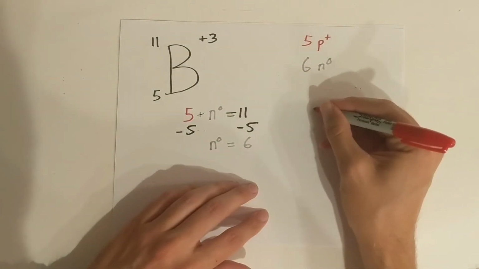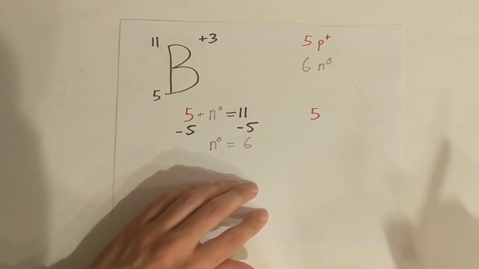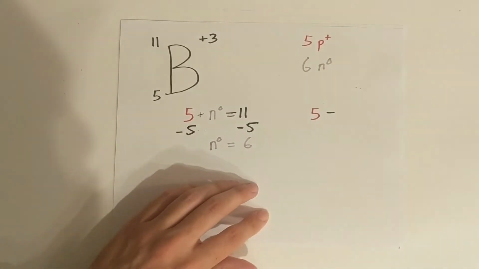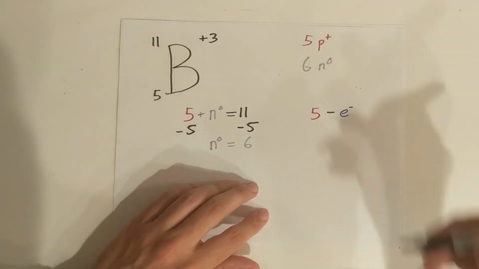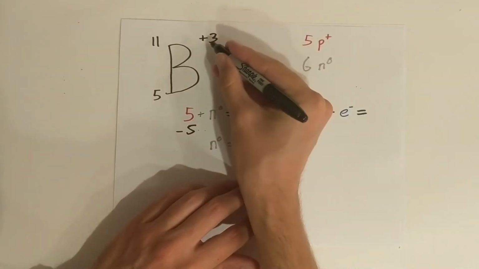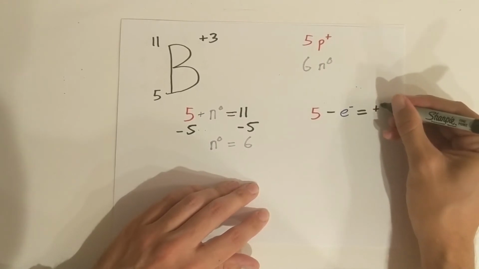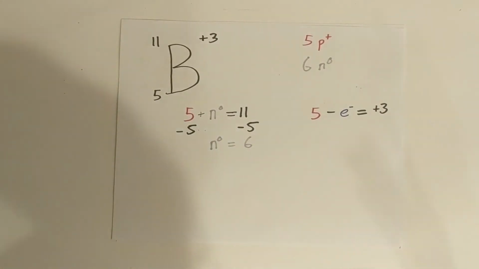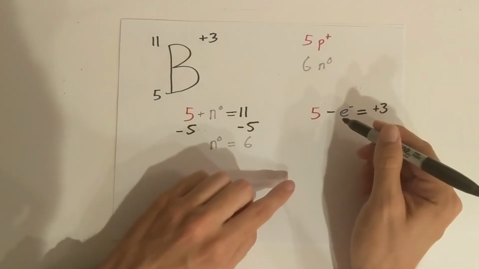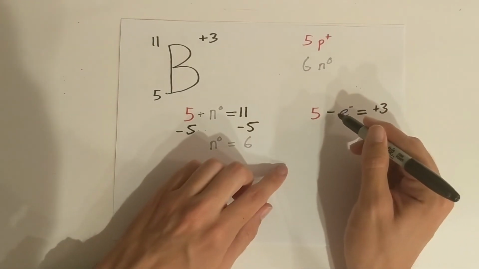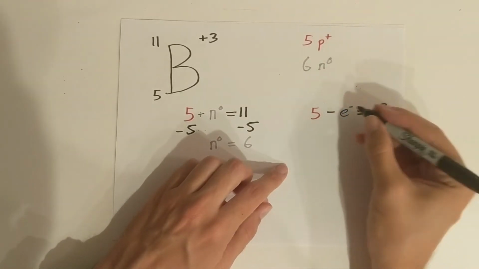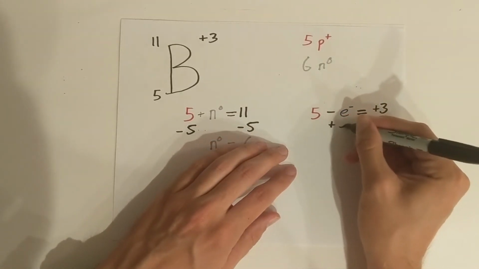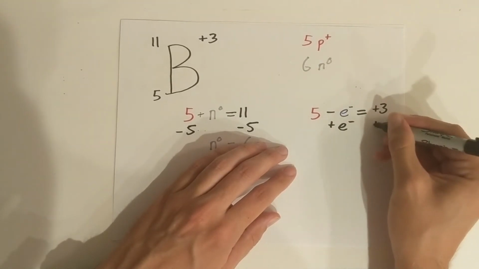We got 5 protons minus, we don't even know how many electrons we got, so we'll put that E there. And it's going to equal, in this case, our charge, plus 3. Or you can just write 3 there, because it's a positive 3. So we're going to have to get this E all by itself. We get this electron all by itself. So what we're going to do is add this electron to the other side.